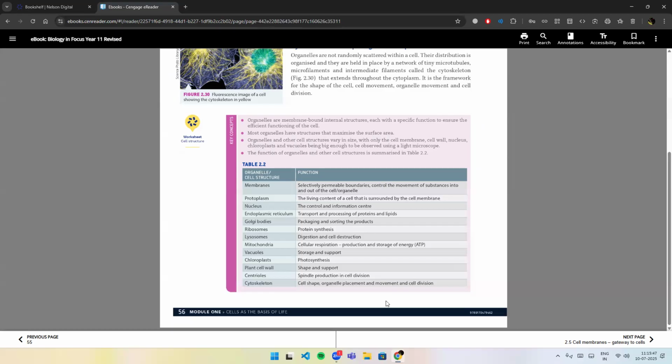Mitochondria, cellular respiration, production and storage of energy. Vacuoles, storage and support. Chloroplasts, photosynthesis. Plant cell wall, shape and support. Centrioles, spindle formation or production in cell division. Cytoskeleton, cell shape, organelle placement and movement, and cell division.